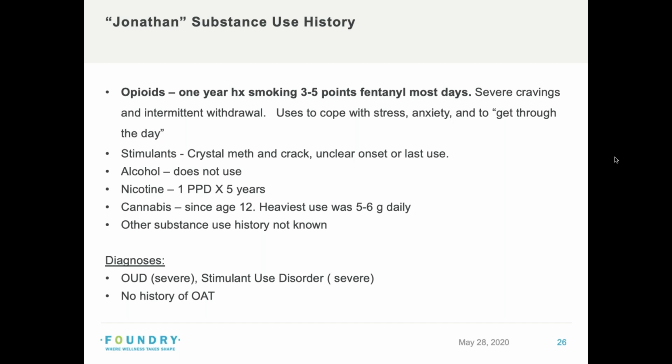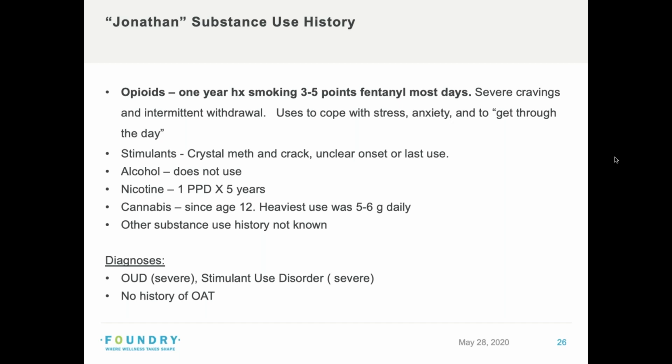So he began to use opioids about 1 year before we met him, and his heaviest was using 3 to 5 points of fentanyl most days. He had severe cravings and would experience intermittent withdrawal. He said that the role that the substance played in his life was to help him cope with stress and anxiety and to help him get through the day.